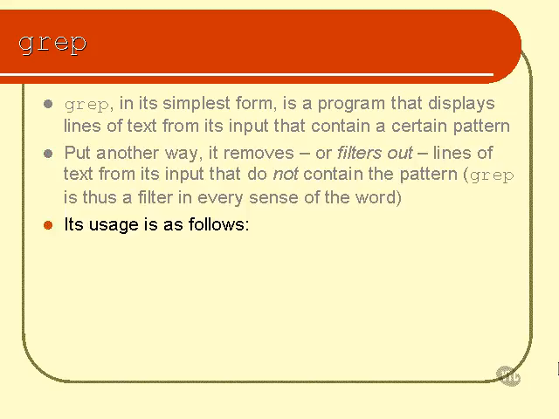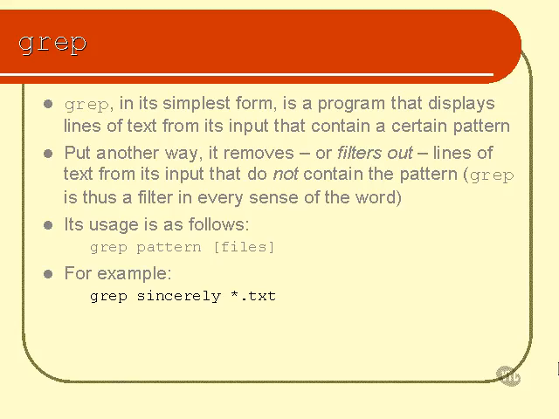You've probably seen it in action before, but I'll show you its usage at the moment. You simply specify a pattern that you wish to search for, and then you can optionally specify the files that you want to look in to find that pattern. Now, of course, if you don't specify any files, then it reads that information either from another program or from the keyboard. For example, you might want to look for the word sincerely in all the files that end in .txt. Alternatively, you can simply take the output of the who program and pipe it to grep and maybe search for the word root, which would of course just show you all the instances of where root is logged in.